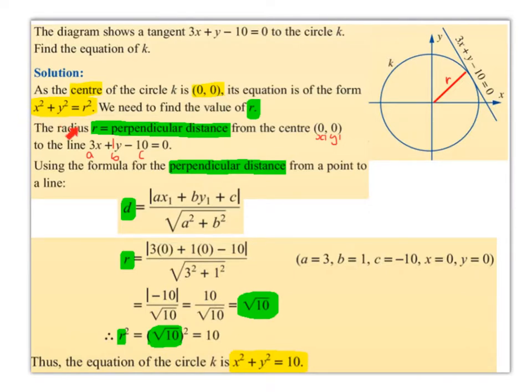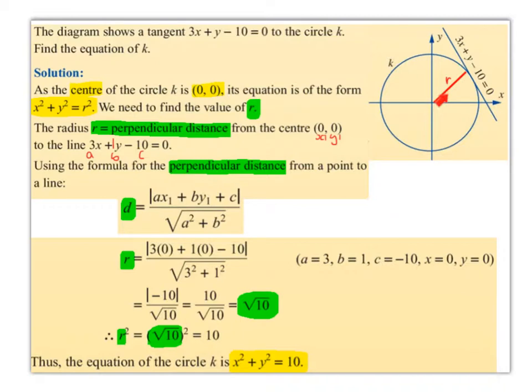The radius r is equal to the perpendicular distance from the centre (0, 0) to the line 3x + y - 10 = 0. We're going to use the formula for the perpendicular distance from a point to a line, which will give us the radius.